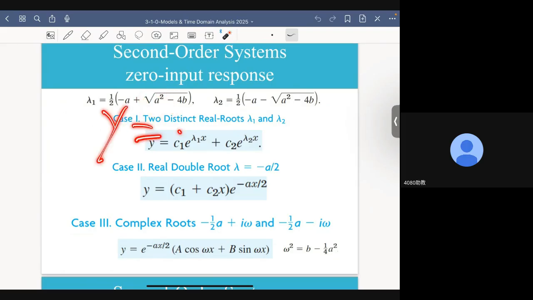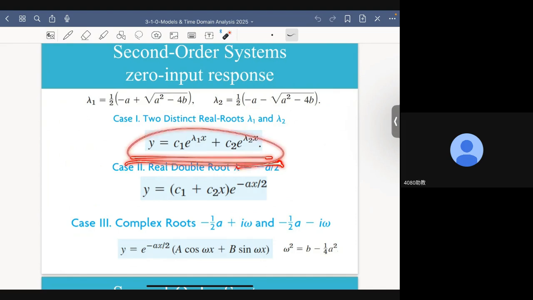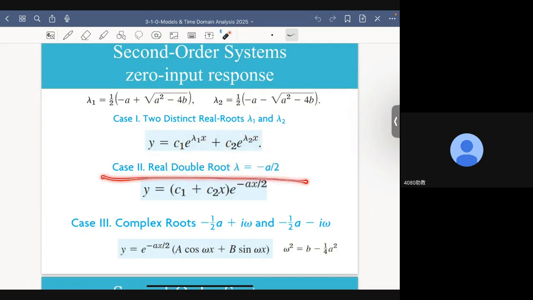That is the starting point of our solution process. Of course, our solution is the linear combination of these two modes. Now if I have a pair of real double roots, then my engineering mathematics course taught me that the zero input response, or the homogeneous solution, of this ordinary differential equation is this.